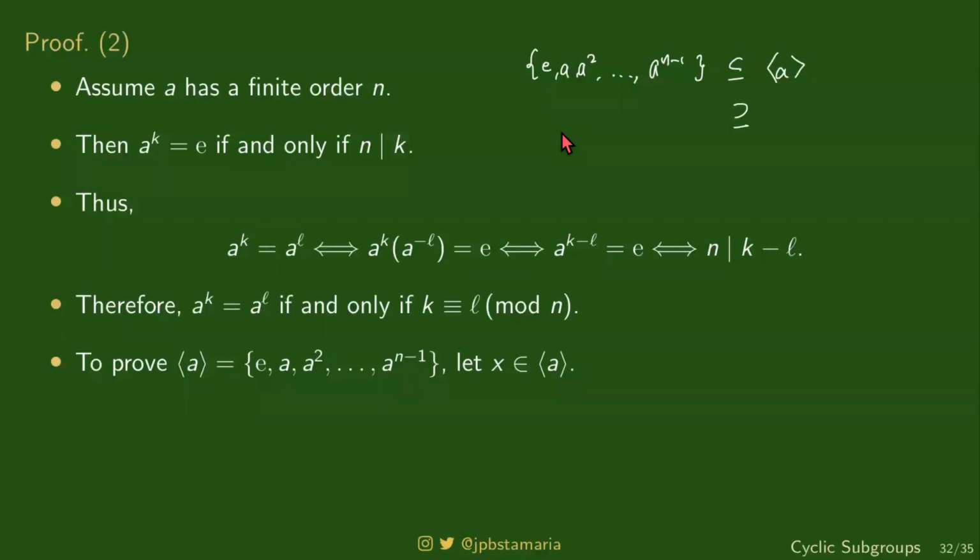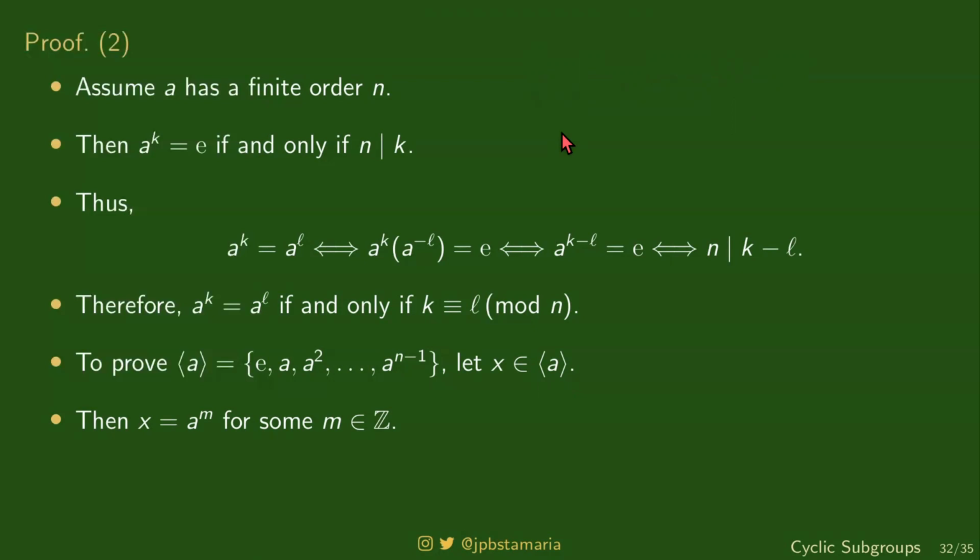Kaya nga tignan nyo yung start ng proof ko. Let x be in the subgroup generated by a. Dito ko kinuha si x. Ipapakita natin, pag kinuha mo si x dyan sa subgroup generated by a, makikita mo siya sa listahan na ito. Okay? That x will be something from here. How will that happen? Okay, tingnan natin. By definition, if x is in the subgroup generated by a, then x is some power of a. That's by definition of the subgroup generated by a, for some integer m in Z.